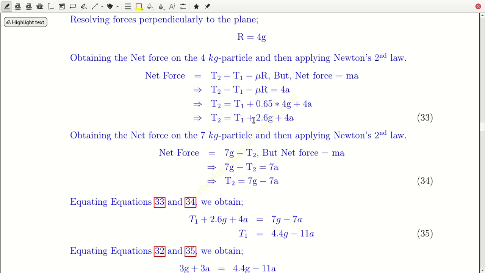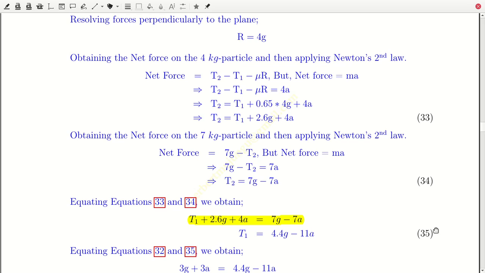So when I equate them, I get T1 plus 2.6g plus 4a equals 7g minus 7a. When we rearrange, I get T1 as 4.4g minus 11a. In this way, I was able to first eliminate T2 from the expressions.